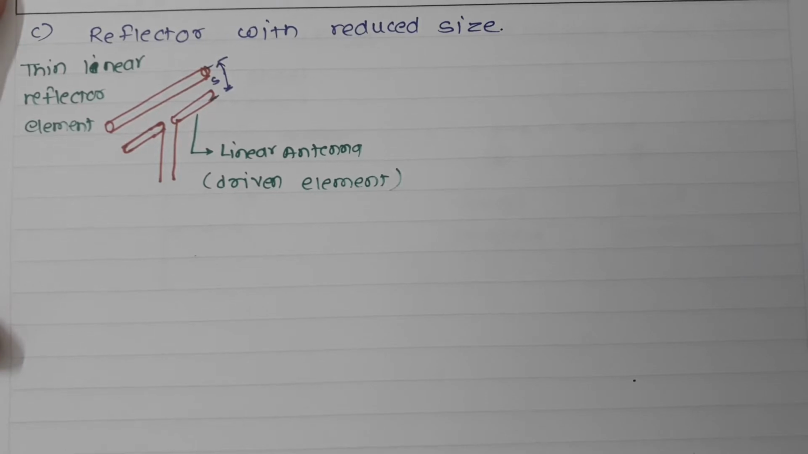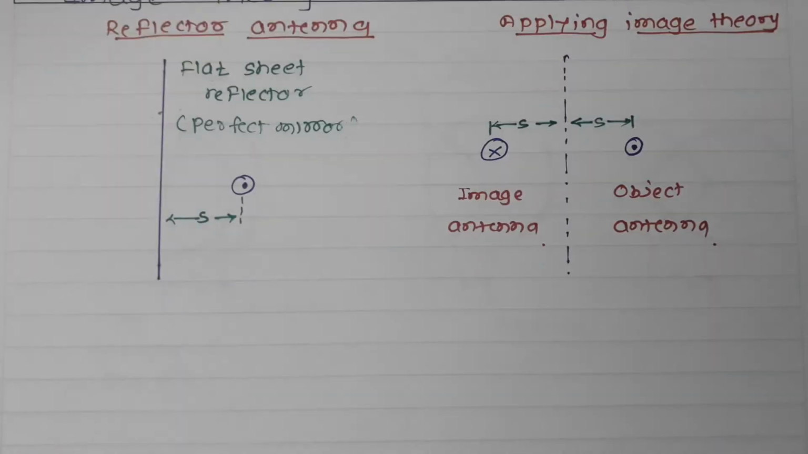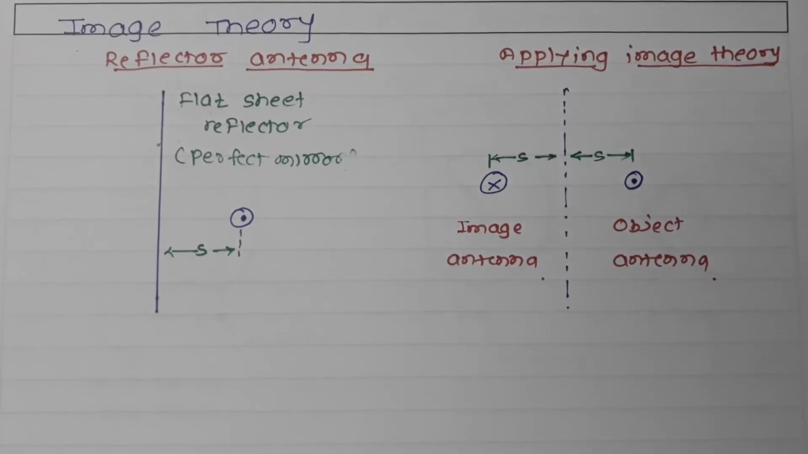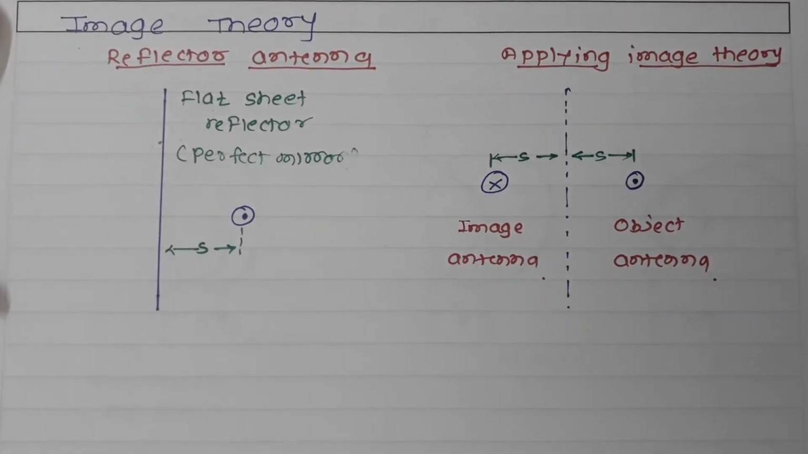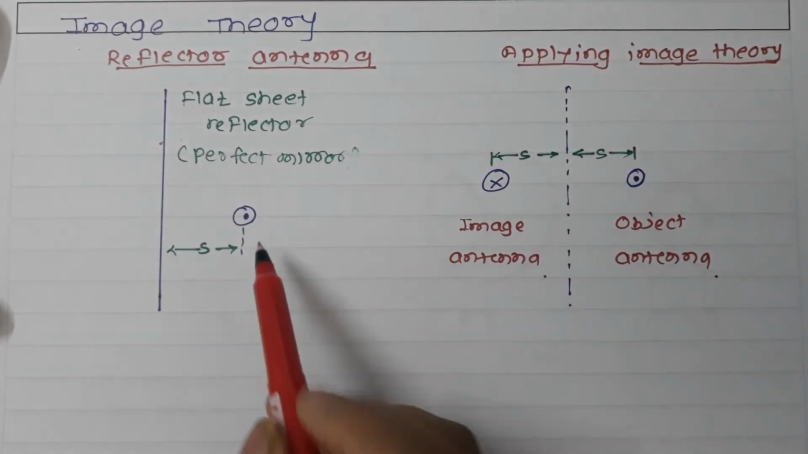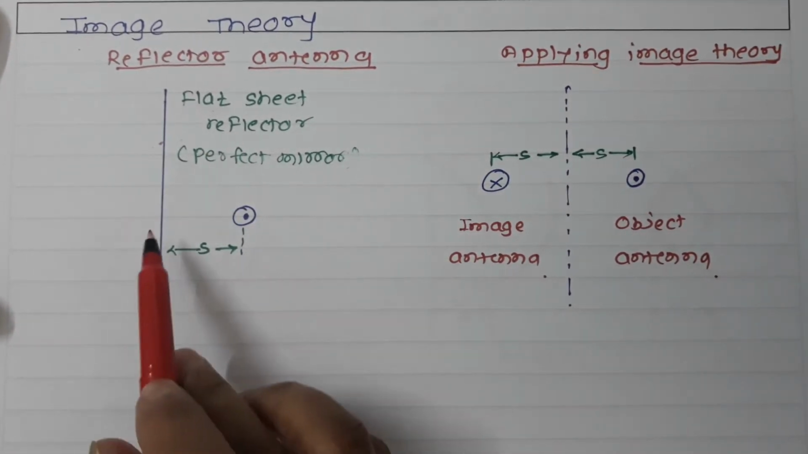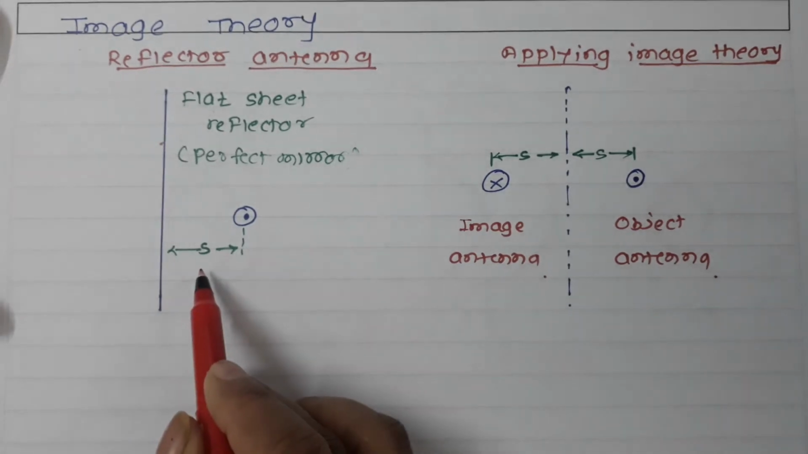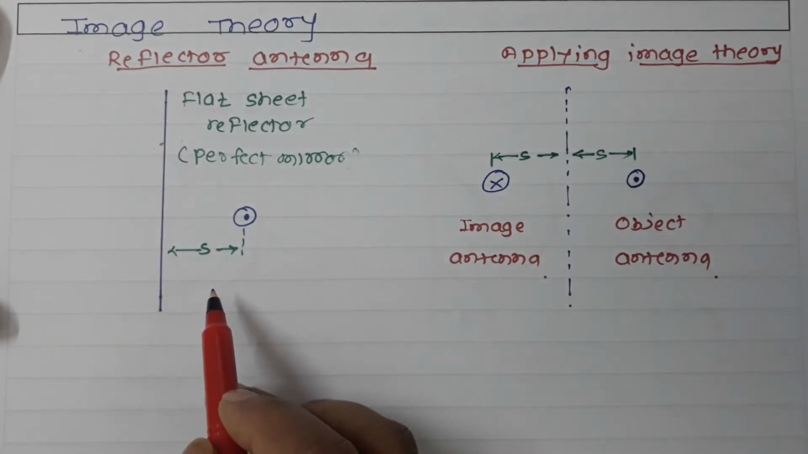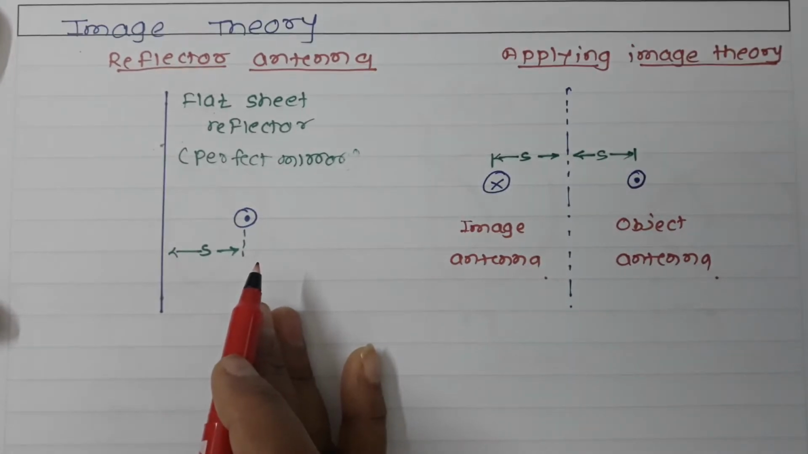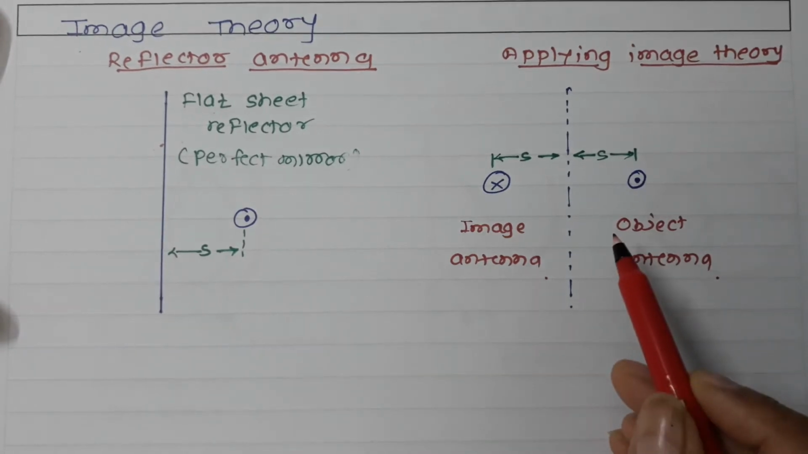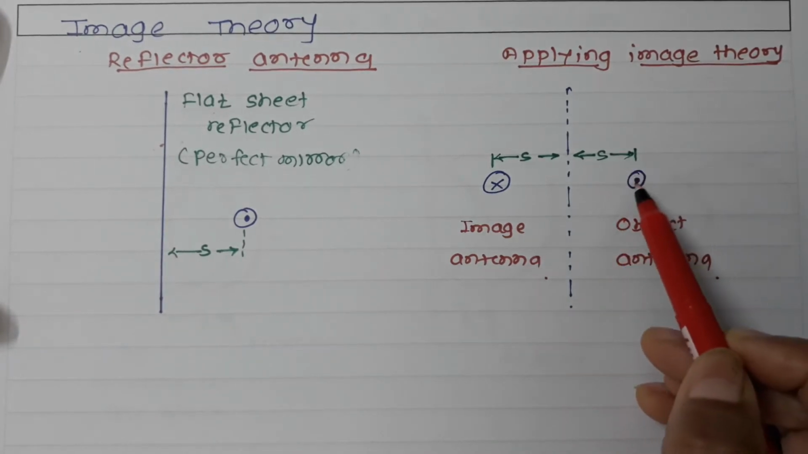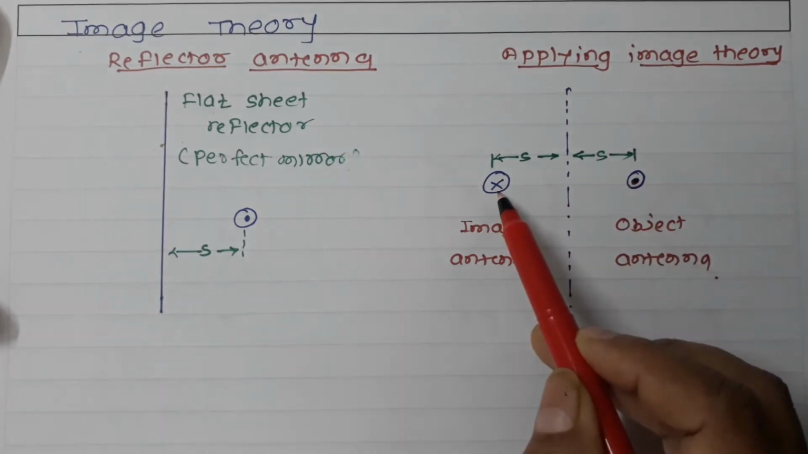Now we'll understand what we mean by image theory first. To understand image theory, we have the reflector antenna here, a flat sheet reflector. This is your antenna, and this is the spacing between your flat sheet reflector and the antenna. As we can see in this figure, the antenna is positioned at a distance s from the flat sheet reflector. This reflector behaves like a perfect mirror, which gives the image of the antenna exactly at distance s on the back of the mirror. In figure number 2 you have your antenna here, and this is your image antenna.